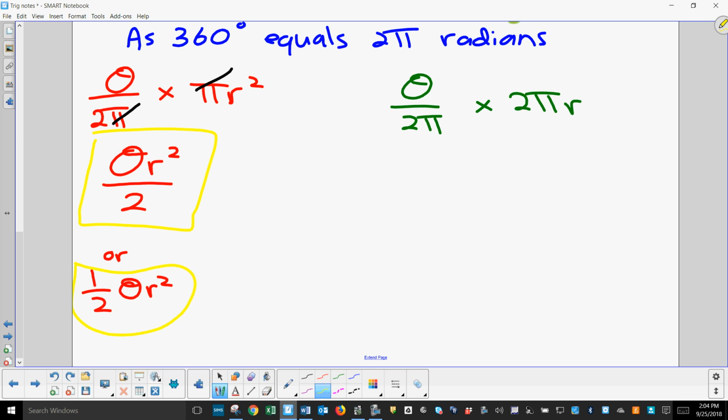And then for the arc length, what cancels down from 2 pi? You can cancel out way more in this one. So that one, what is this? Theta r. Theta r, yeah. That's a lovely one.